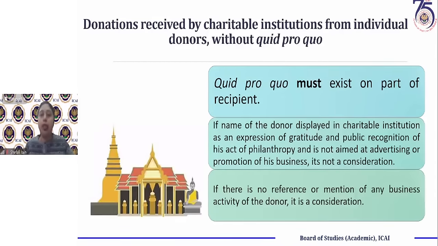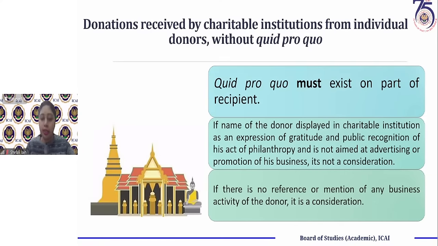First of all, let us see the provision, then I will take the example. If the name of the donor is displayed in the charitable institution as an expression of gratitude, for example you have donated 10,000 rupees to a temple or a charitable organization, and they have mentioned on the stone or on the wall that this has been constructed by so-and-so in the memory of his father, or maybe not for any specific purpose, they just mention this has been donated by so-and-so person. Then they have only expressed gratitude that this has been donated by a person.